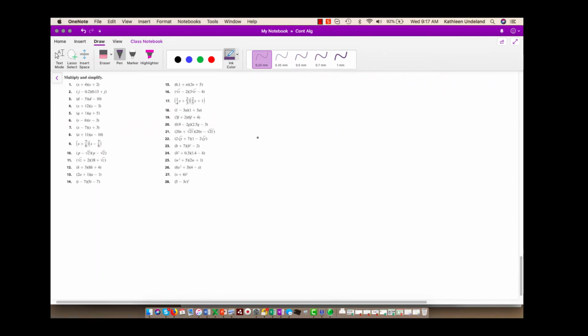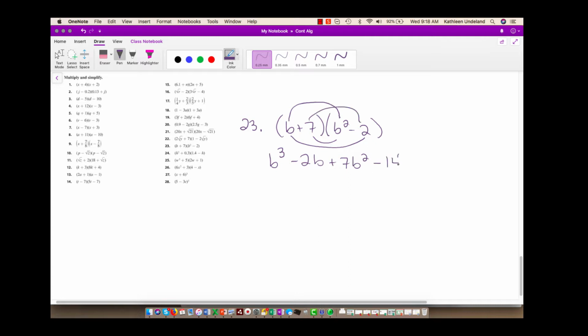Alrighty, number 23 is b plus 7 times the quantity b squared minus 2. Just because there's a b squared in here now, it doesn't mean we change things up. We still do our firsts, and so we'll end up with b cubed. And then we do the outsides, negative 2b, and the insides, positive 7b squared, and the lasts, negative 14.